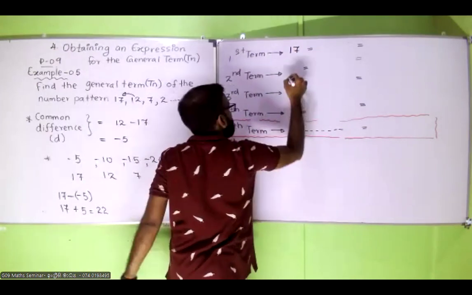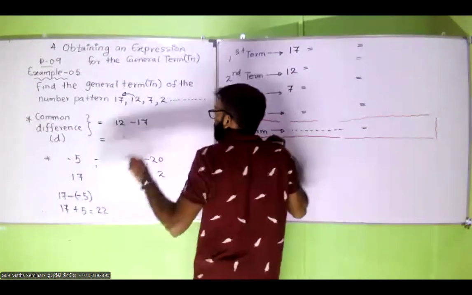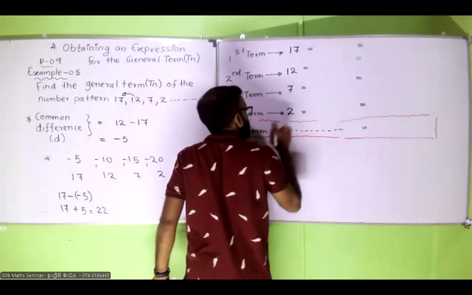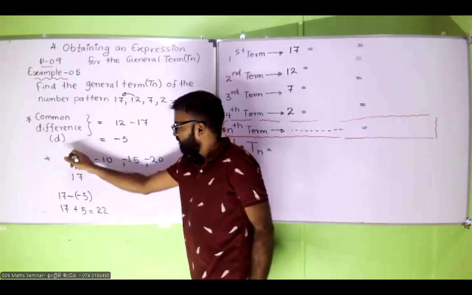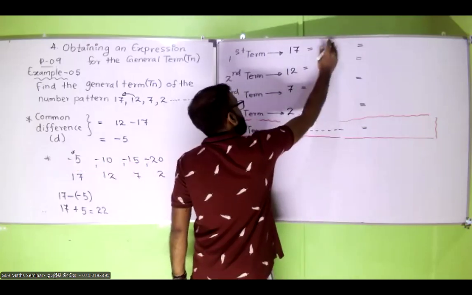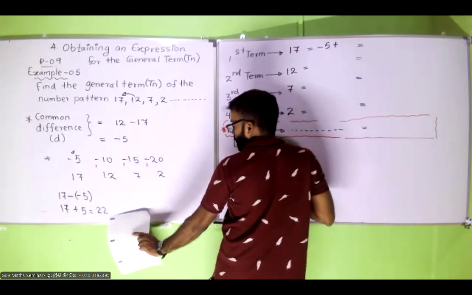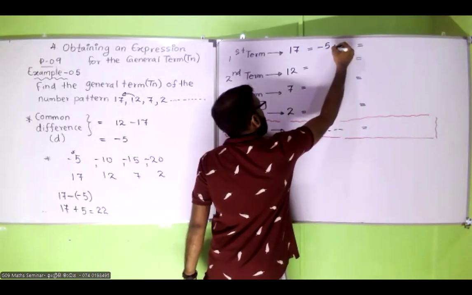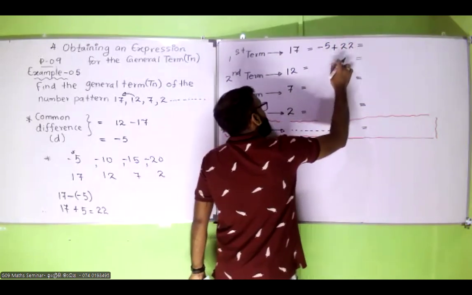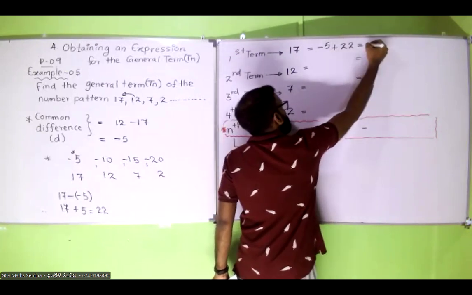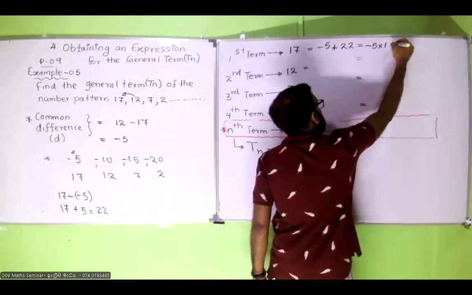So the first term of our number pattern is 17, the second term 12, the third term 7, the fourth term 2. Now we are going to obtain 17 by using negative 5: negative 5 plus 22. This is what we have obtained. Negative 5 plus 22 gives 17. Now negative 5 can be written as multiples of 5: negative 5 times 1 plus 22.